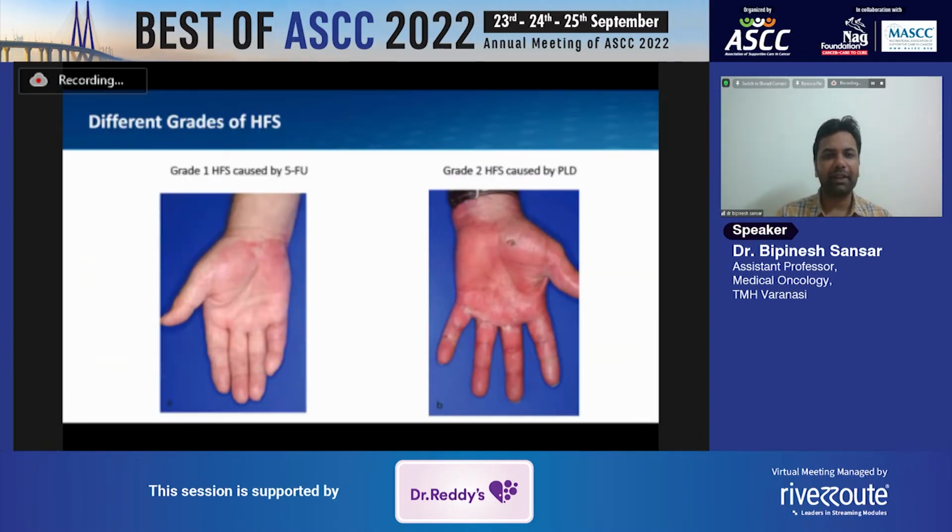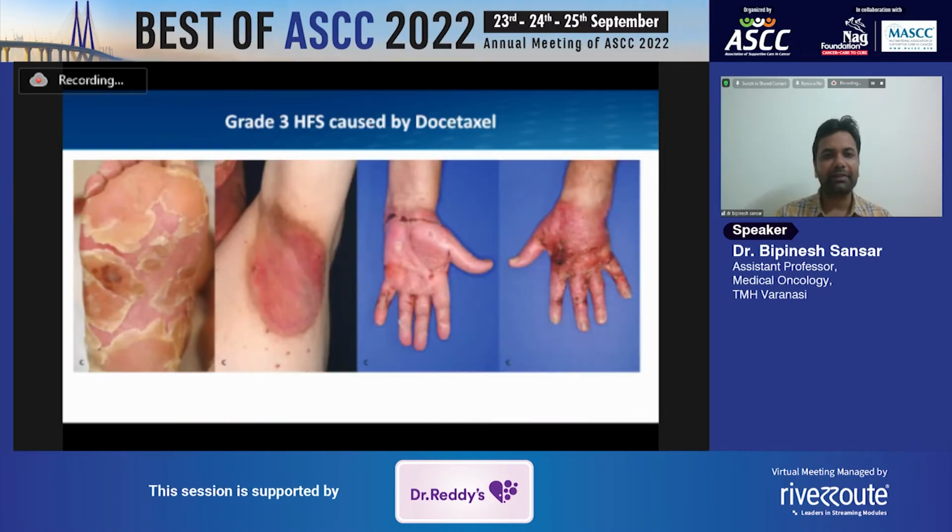So this is the grade 1 HFS, and on the right side we have grade 2 HFS with peeling of skin and dermatitis. And this is grade 3 with severe blisters and ulceration, as you can see.